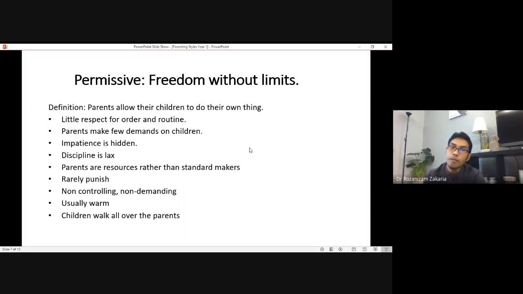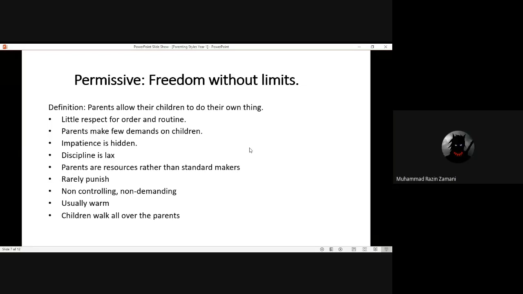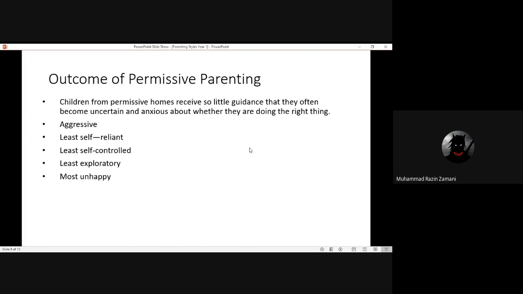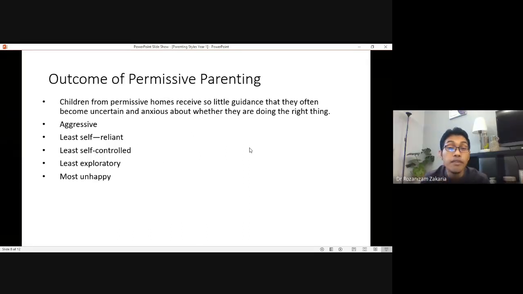What do you think are the possible outcomes of children with permissive parents? Spoiled child. Spoiled, okay. Lagi? Lack of discipline. Okay, true. Some of them can become aggressive because no one controls them. And then when they go to university, for example, boarding school, suddenly there's a rule. So as a result of that, they become disobedient. They become aggressive. They are not trained to follow rules.